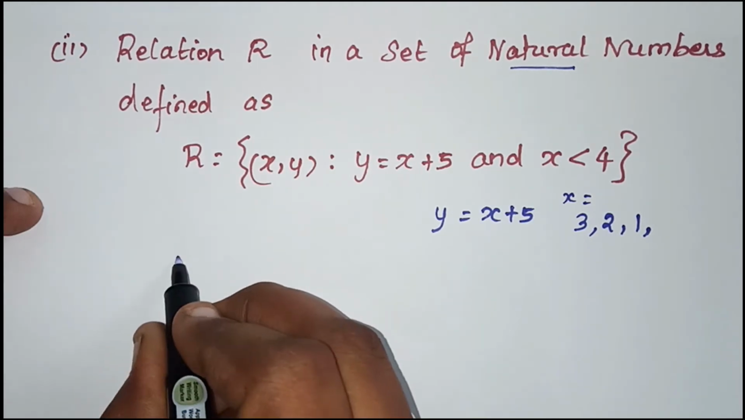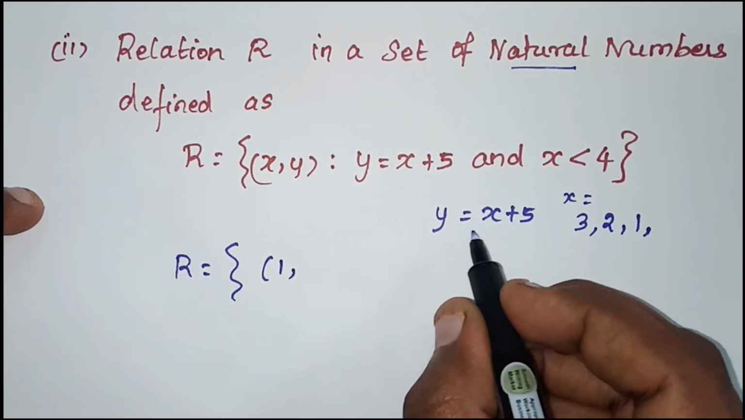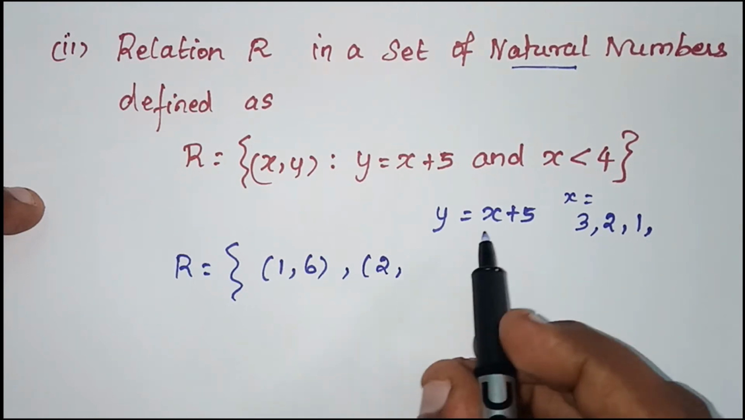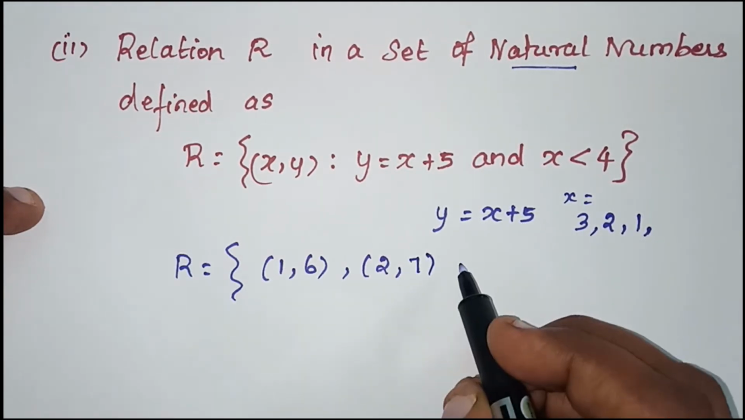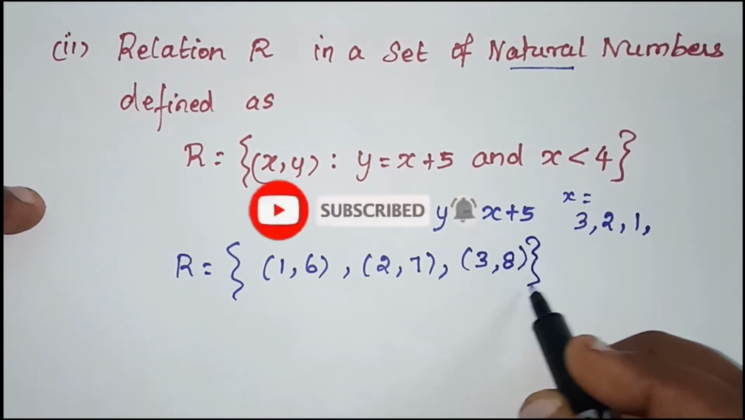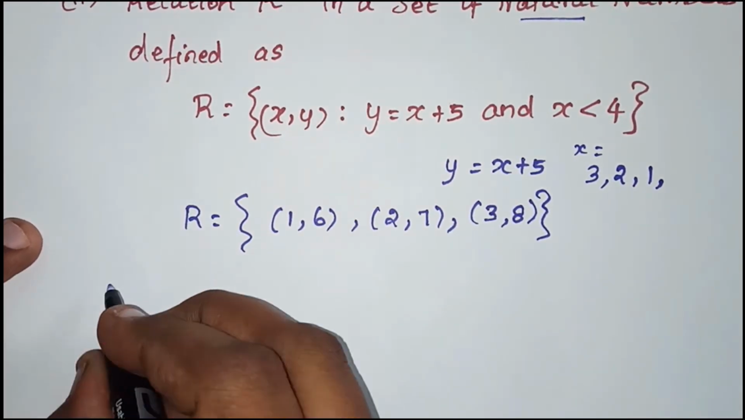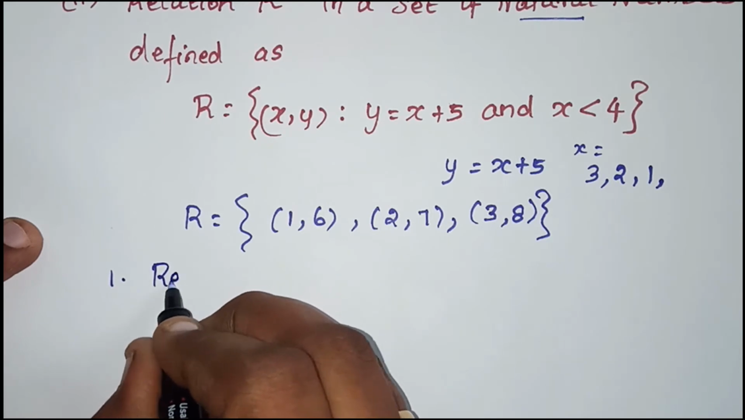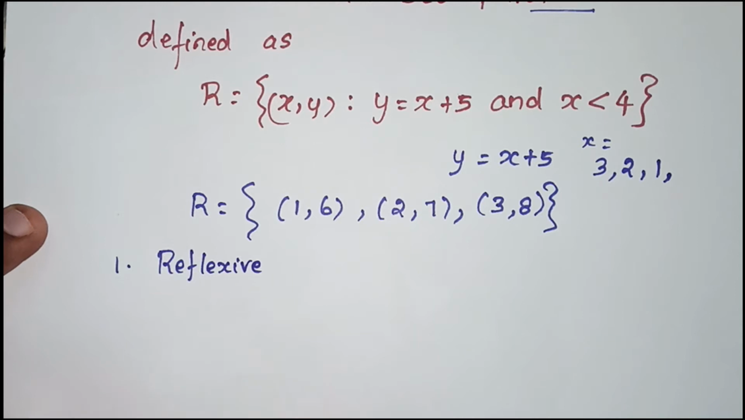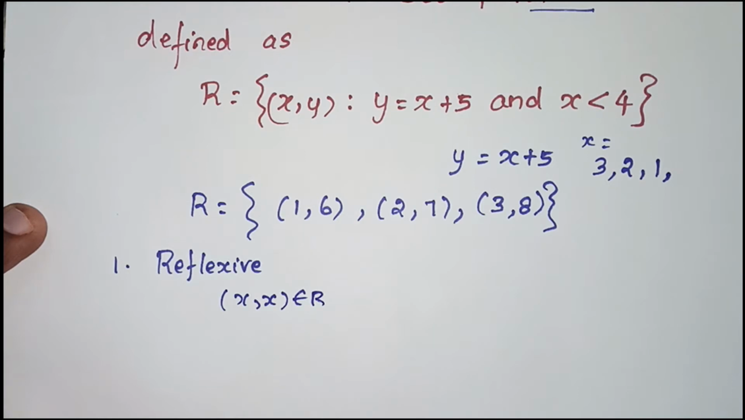So we need to write the relation set. First x is equal to 1 means y is equal to 1 plus 5, 6. Next x is equal to 2 means y is equal to 2 plus 5, 7. Next x is equal to 3 means 3 plus 5, 8. So this is the relation set. Okay. Next we need to check the reflexive, symmetric and transitive property. So first we need to check the reflexive property. Reflexive property means x comma x belongs to R means that relation is reflexive.